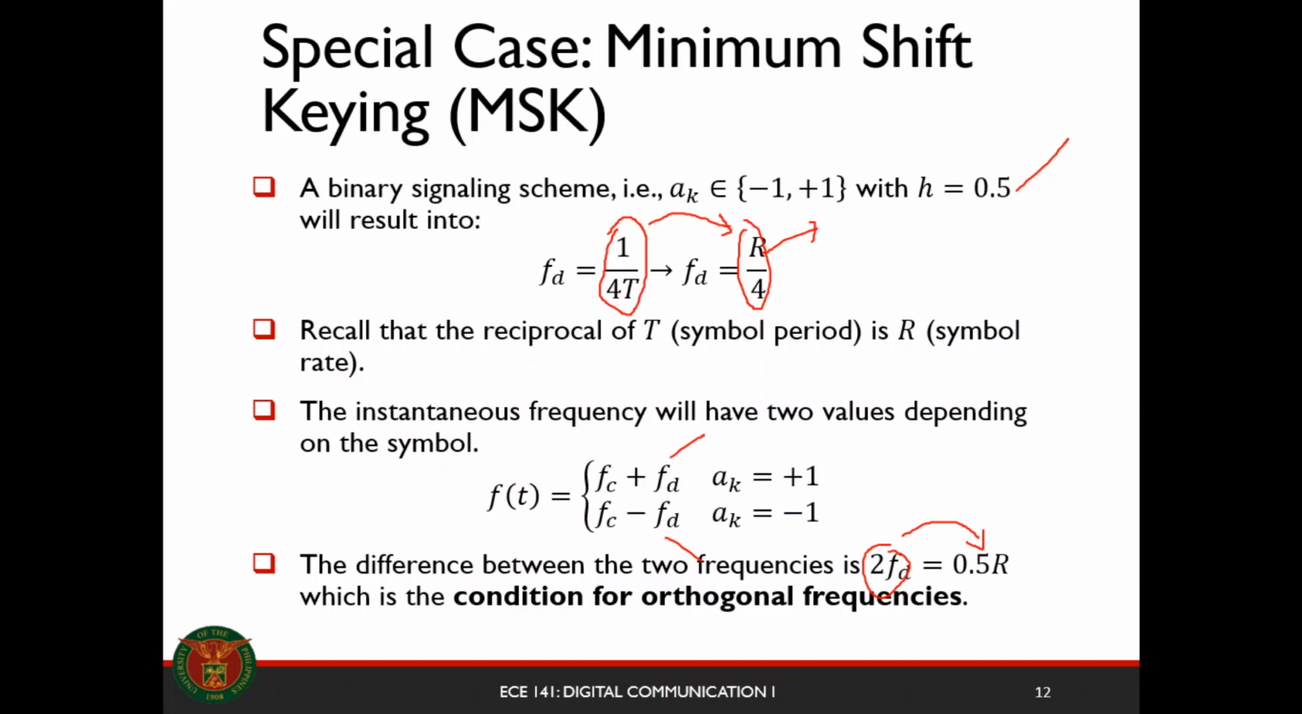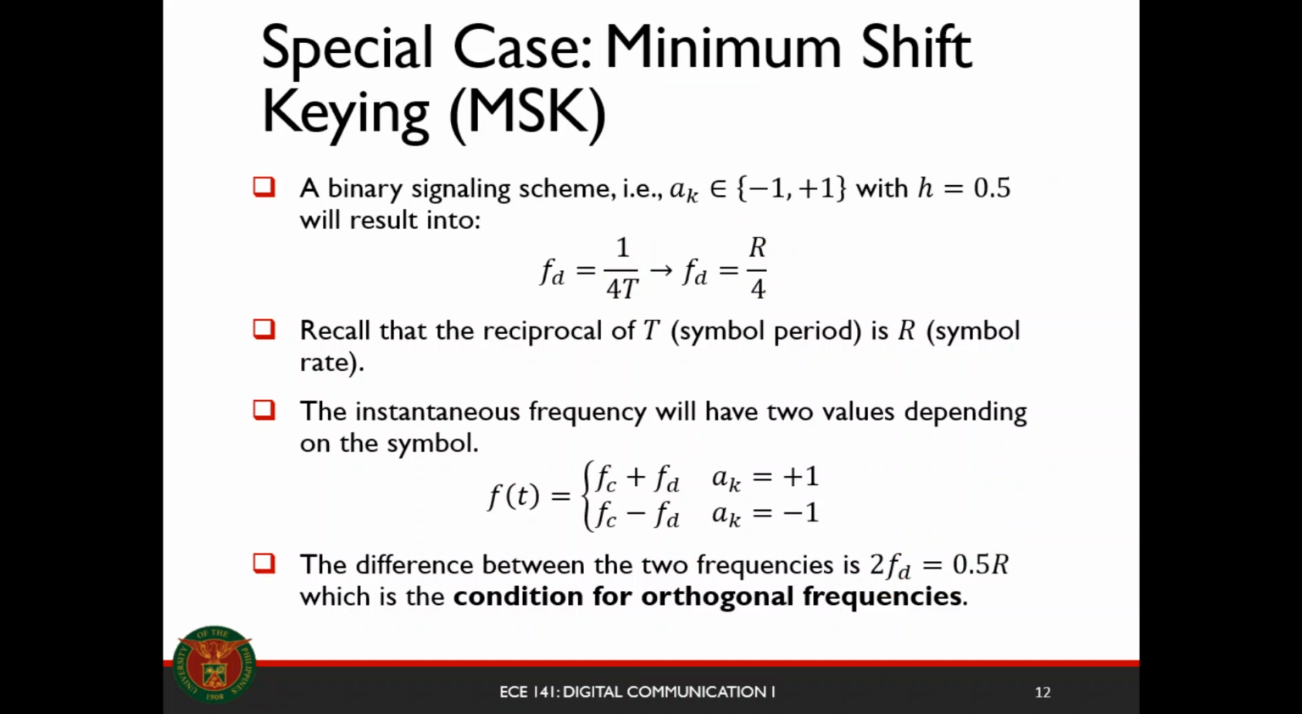So recall that two signals of different frequencies are orthogonal if their frequency spacing is an integer multiple of 1 over 2T, half the symbol rate rather. And this minimum shift keying case actually satisfies that.